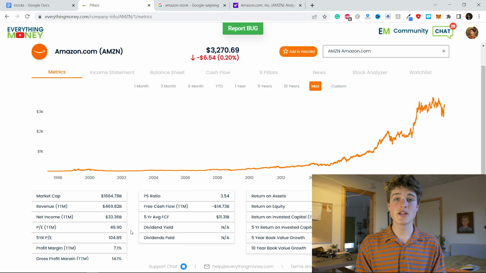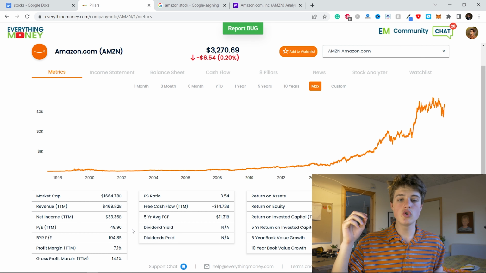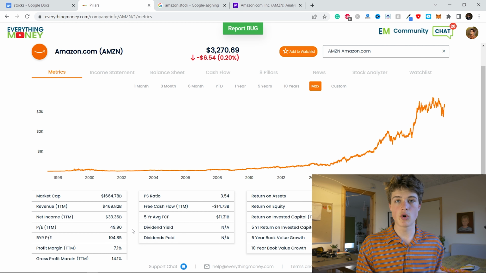The deal with Amazon is that it is a huge company. It's a $1.6 trillion company, but it still trades at a 50 price to earnings. That is absolutely unheard of. People are pricing huge growth into the stock price at the moment. A little bit later, I'll use the stock analyzer tool here in the amazing Everything Money software to put in assumptions about the growth. I'll use historical data, I'll use analyst assumptions, and then come up with a reasonable price for Amazon.